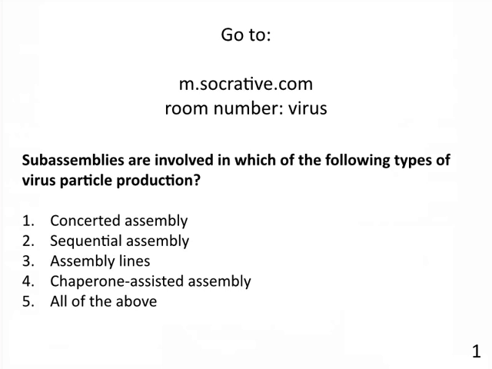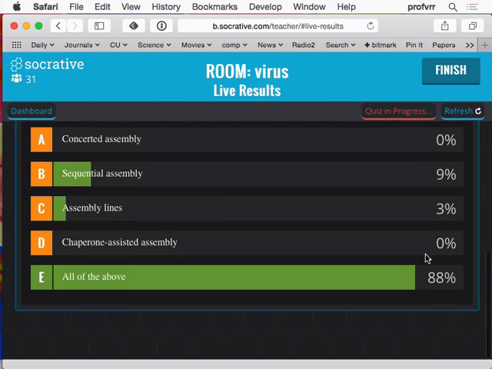First question is, sub-assemblies are involved in which of the following types of virus particle production? Concerted assembly, sequential assembly, assembly lines, chaperone-assisted assembly, and all of the above. So 88% of you said all of the above, which is the correct answer.